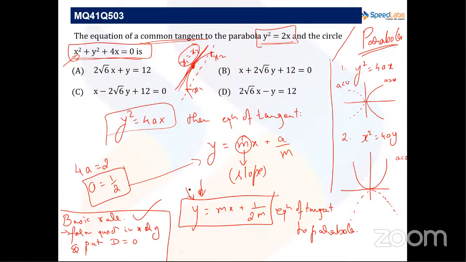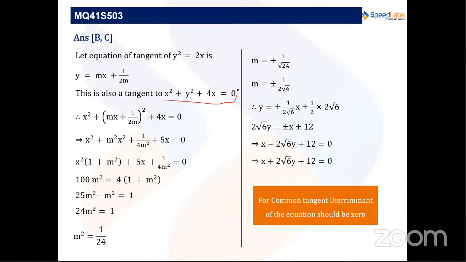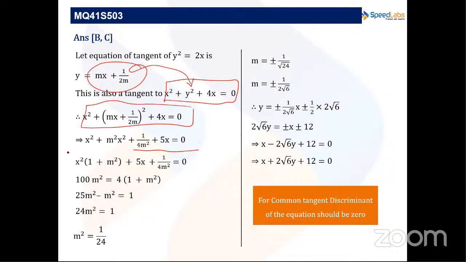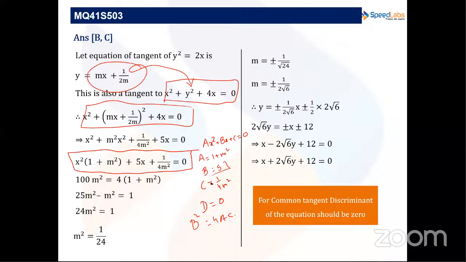Now we are having this equation, and we are substituting the value of y in the equation of circle. So we will get x square plus (mx plus 1 upon 2m) whole square plus 4x equals 0. On solving, you will get a quadratic equation in x, that is x square (1 plus m square) plus 5x plus 1 upon 4m square. So from the general quadratic equation ax square plus bx plus c equals 0, we have a equals 1 plus m square, b equals 5, c equals 1 upon 4m square. And since discriminant equals 0, b square equals 4ac.